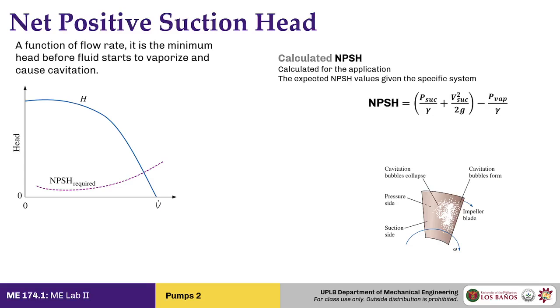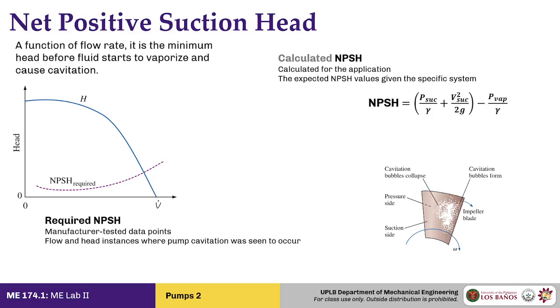Since you have a velocity head here, of course, your calculated NPSH will differ at each and every flow rate. And there's a second one that is supplied by the manufacturer. This is called the required NPSH. You cannot calculate this using your system. This is determined by tests done by the manufacturer as per standards enforced by institutions or standard makers.